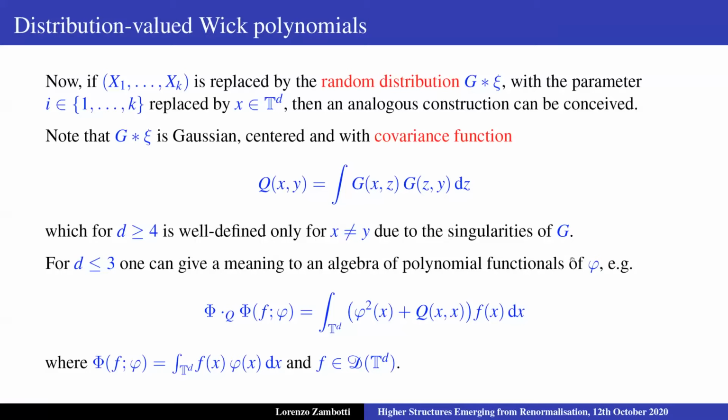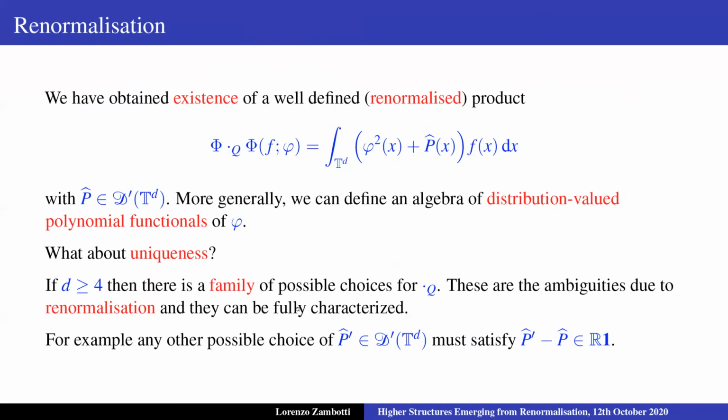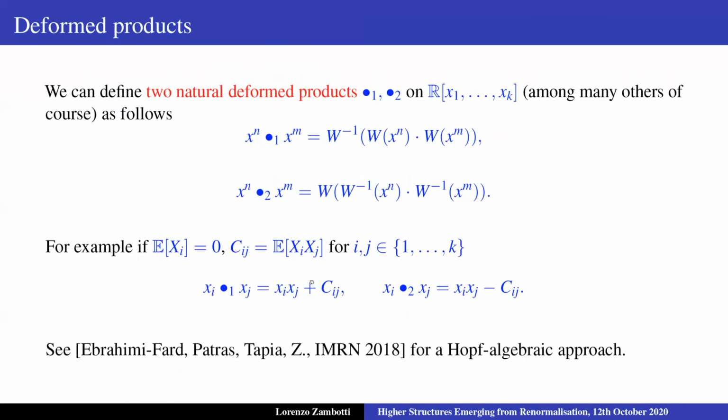Okay, so at least for d less or equal than 3, everything works nicely, and one can give a meaning to an algebra, say a deformed product, on the algebra of polynomial functions of phi. So this would be the analog of what I wrote here, of this first product.